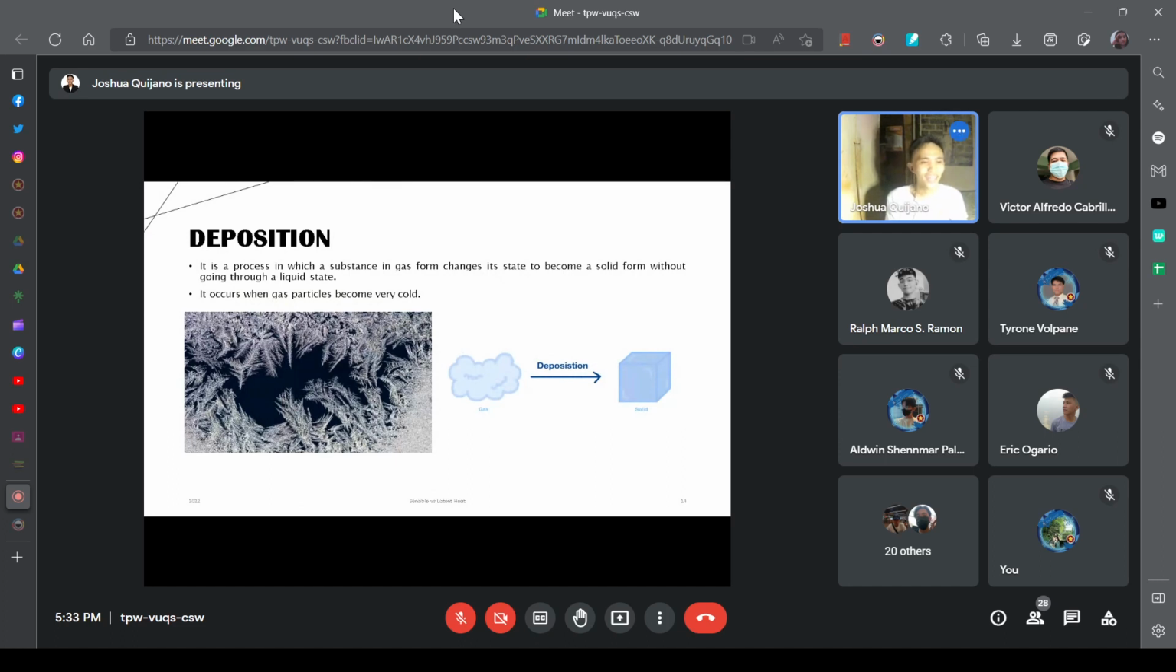Deposition is a process in which a substance in gas form changes its state to become a solid form without going through a liquid state. It occurs when gas particles become very cold. So one example of this is snow, the frost, ice frost that we can see when the weather is winter.